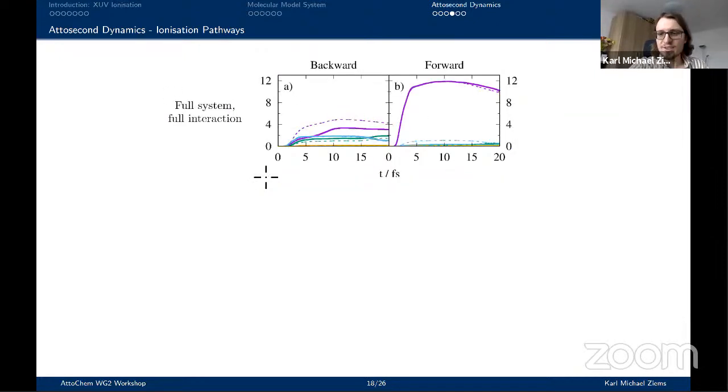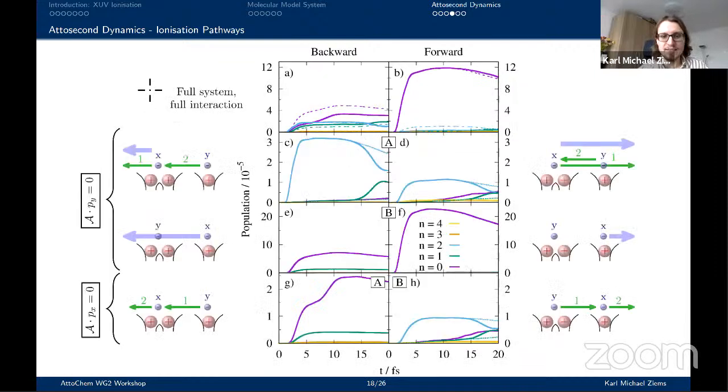Okay, so what I show here is the full result, the full system, full interaction, meaning none of these 2 approximations I just introduced. And this in forward and backward direction. And here we see the dynamics, we see the population of the parent ion states: ground state, first, second excited states. And now, as said, we do this for our artificial subsystem and restricted. And I'm fully aware that this is a rather tedious slide, so there's no need to get confused. I'll try to walk you through this slide slowly, one by one.